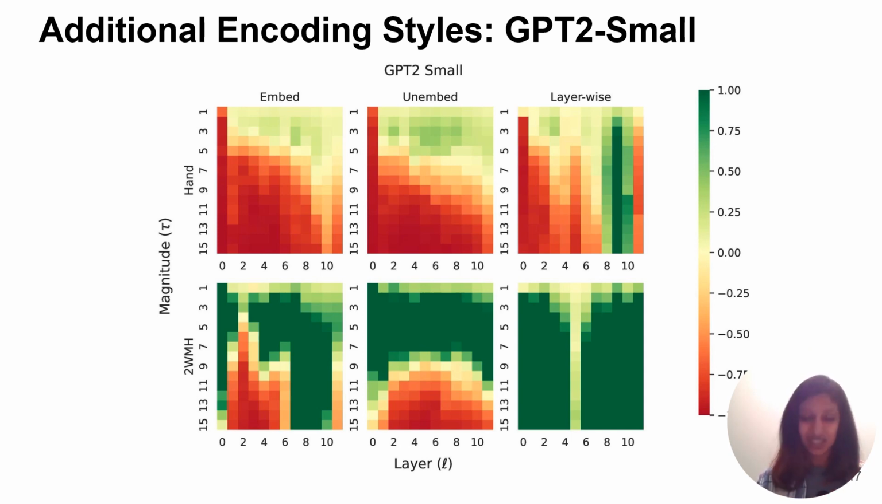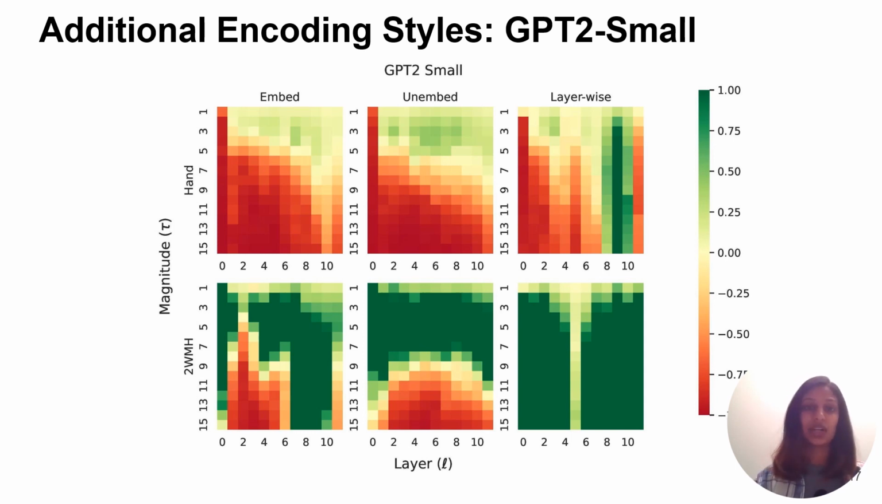The rows represent us doing injections across different data sets. So the top row is us using the handwritten data set, and the bottom row is us using the programmatically generated data set. The columns represent the different types of encoding styles. So the first is the embed encoding style, the middle is unembed, and the last one is the layer-wise encoding style. The y-axis is us varying the magnitudes of injection from 1 to 15, and the x-axis represents the layer of injection. Again, this is GPT-2 small, and now we're ready to compare and contrast these different types of encoding styles.